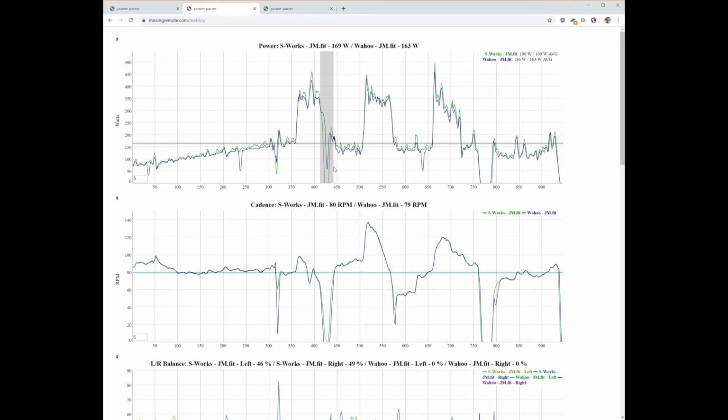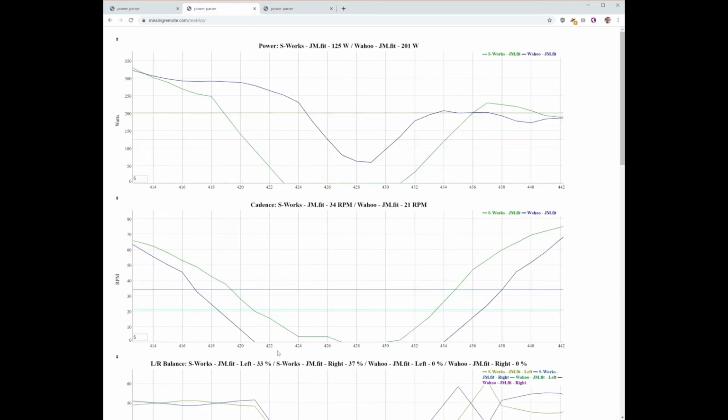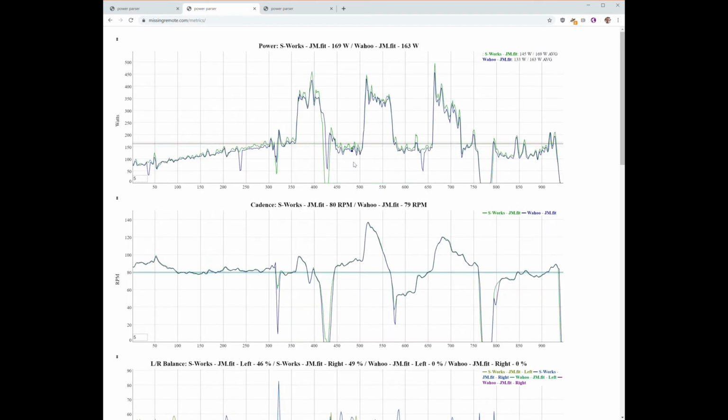And then here, where the cadence actually goes to zero, and we can see that with both of the cadence sensors, the S-Works drops to zero with power very quickly and in a way which is very consistent with what we see from the cadence, where the Wahoo Kickr actually never hits zero, even though looking at the cadence, we know that it should have, because no output, no spinning means no power. So that's an interesting thing to note as well.